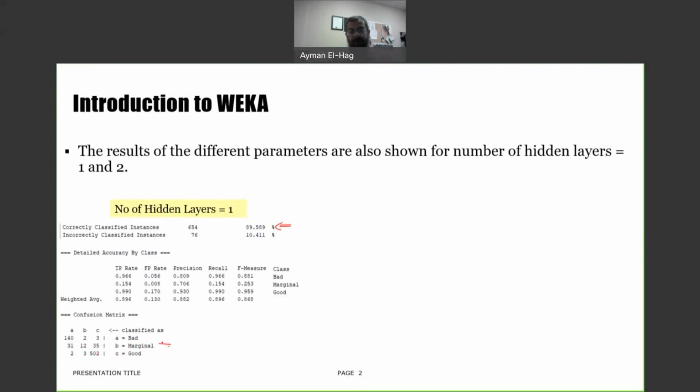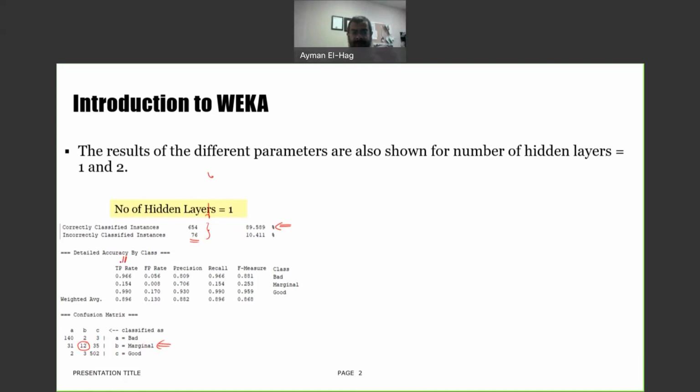However, when we look at the marginal, we have only 12 cases correctly classified, and 31 plus 35, 66 cases, were misclassified. So when we look at the overall number of cases here, we have 76 total cases misclassified. And out of those 76, 66 cases were misclassified from the marginal. So this means that this number is not good. We need to look at the confusion matrix.